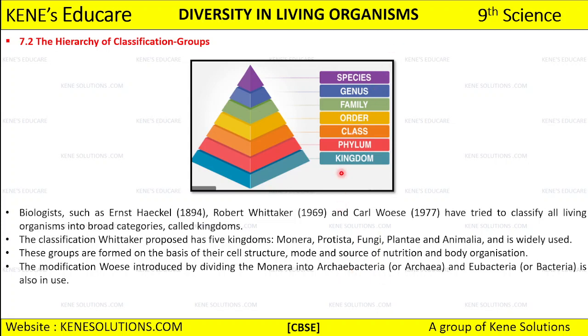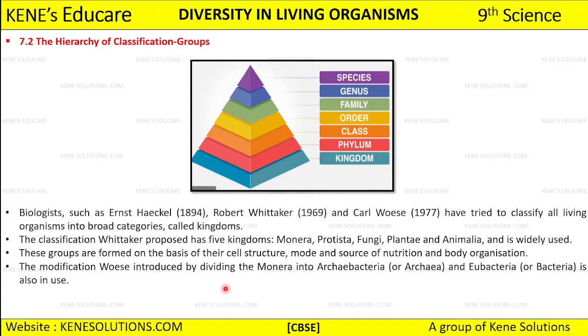Kingdom Monera is the first kingdom that we are having. So he had divided this Monera into Archaebacteria, which we also call Archaea, and Eubacteria, that is bacteria. So there are two different types of Monera given by Carl Woese. Okay, so this is about the hierarchy of classification.